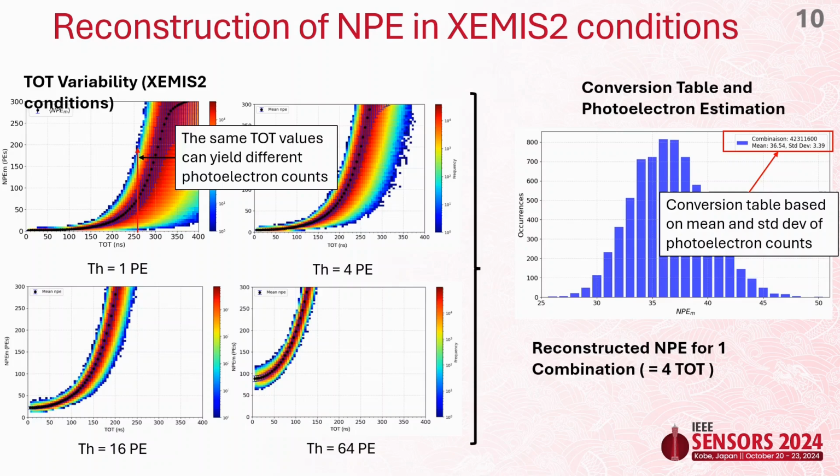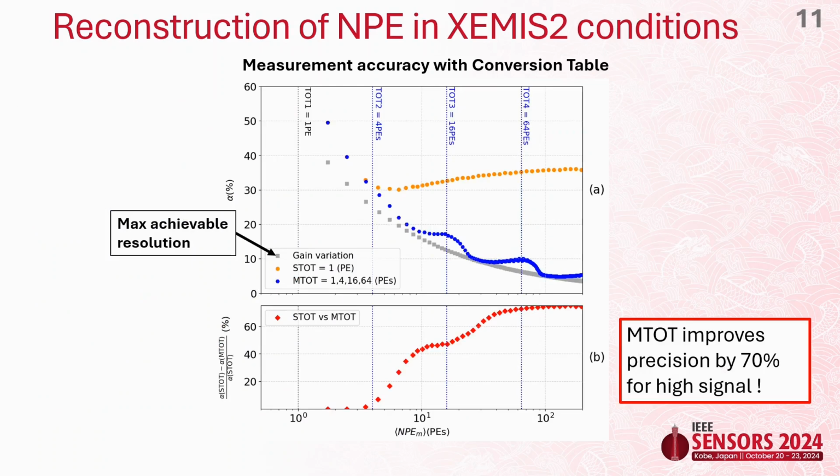And the result is a conversion table that associates each set of 4 ToT values with a specific number of photoelectrons, providing a more reliable estimate by factoring in the expected variation and uncertainty. So here, the relative uncertainty, calculated as the ratio between the standard deviation and the mean value, is used to evaluate the multi-time over threshold method's resolution.